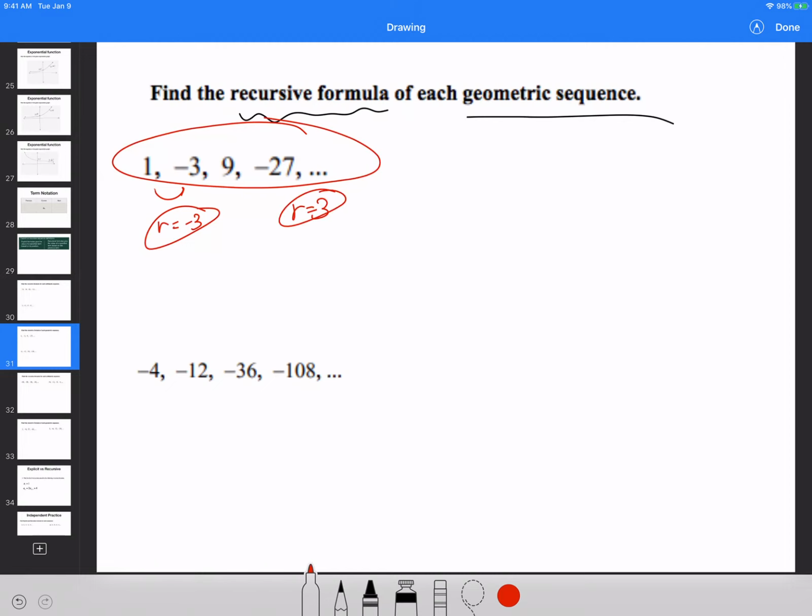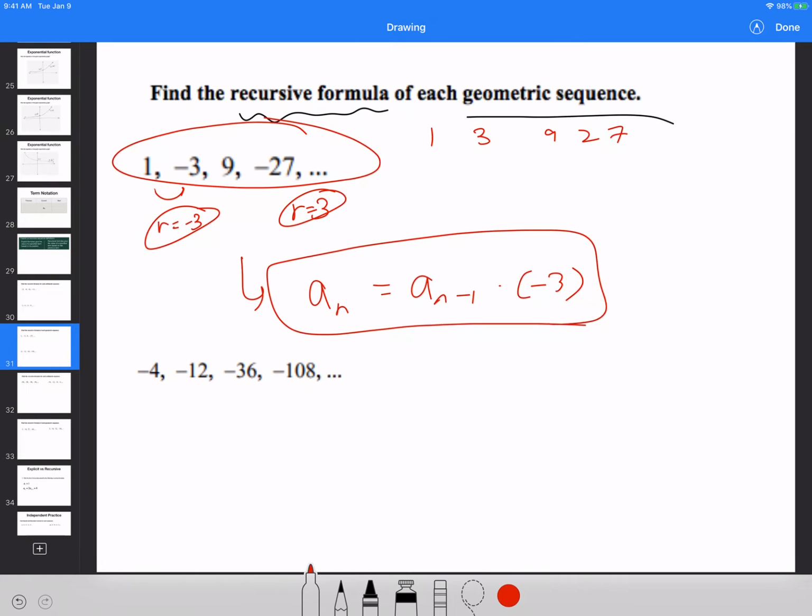That is not correct. Positive 3 means it should be 1, 3, 9, and 27, not 1, negative 3, 9, negative 27. So my recursive formula here would be a sub n equals a sub n minus 1 times negative 3. And that's it. That's the recursive formula. Okay? And that will be your homework for the day.